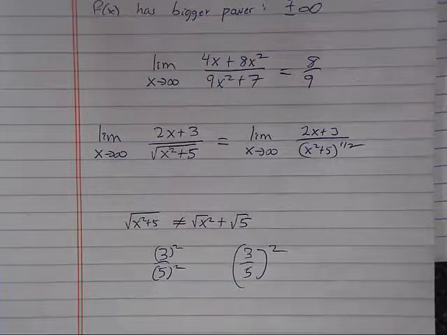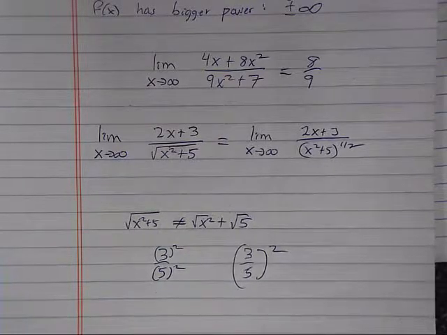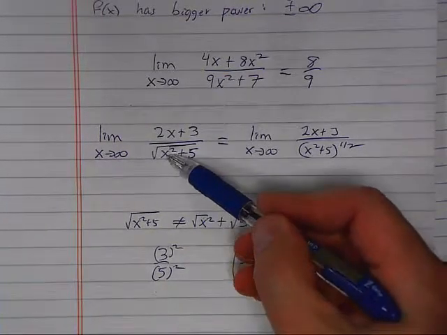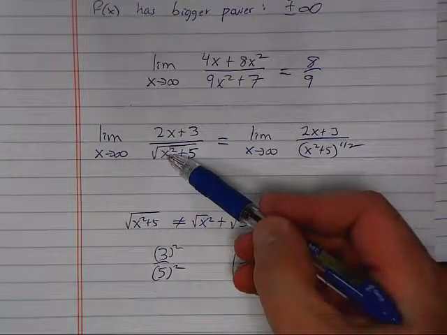Grace had the right idea. They really still have the same power, don't they? What's the power on top? 1. Just x to the 1. What's the power on bottom? It's really a 1, because what happens with a square root and a square? That's what I was trying to say.